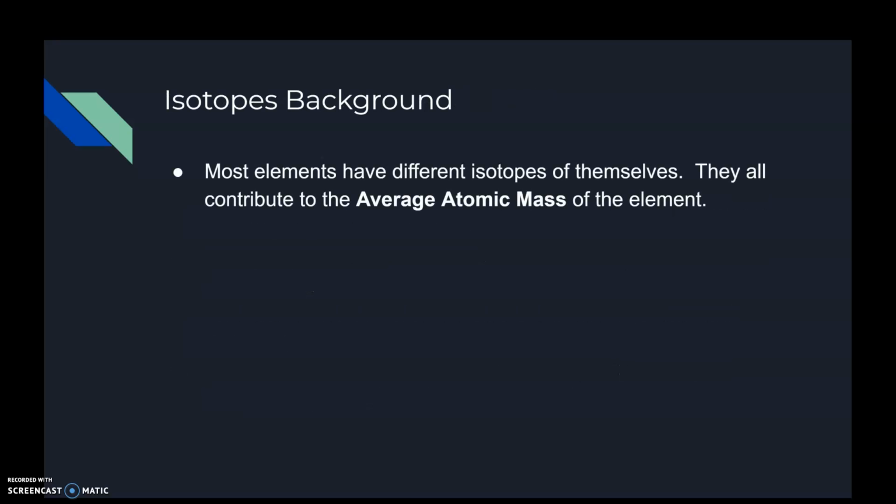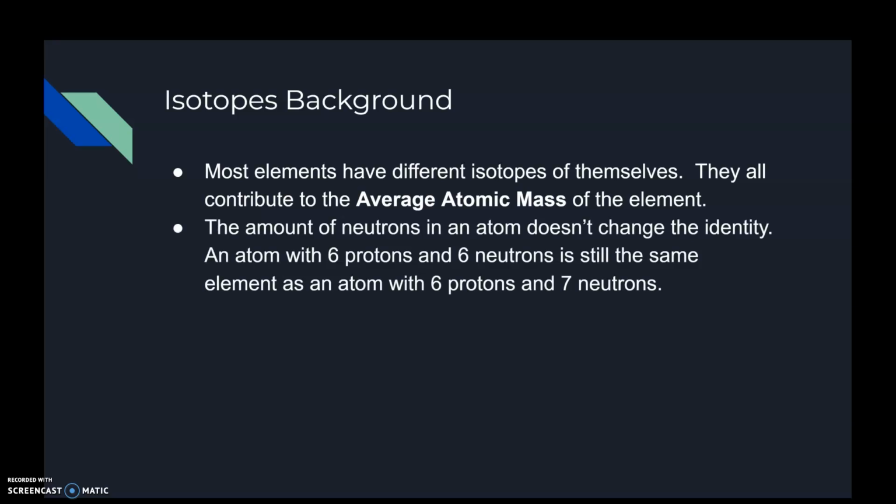Most elements have different isotopes of themselves. They all contribute to the average atomic mass of the element. The amount of neutrons in an atom doesn't change the identity. An atom with 6 protons and 6 neutrons is still the same element as an atom with 6 protons and 7 neutrons.